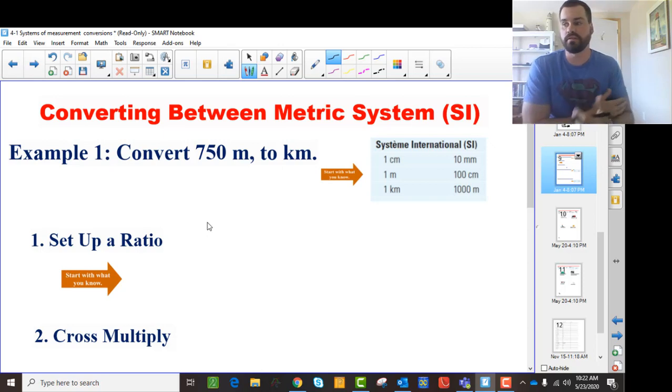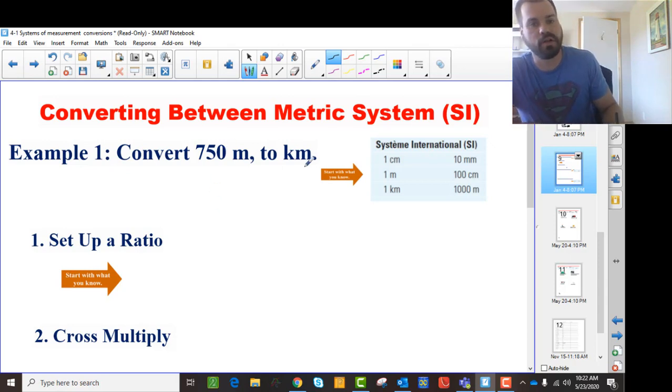Now, let's talk about the metric system. Very similar, just different conversions. So I want to go from 750 meters to kilometers. What I do is I take 750 meters and I look at what I know. There's 1 meter and 1 kilometer. So I say there's 1,000 meters in 1 kilometer.